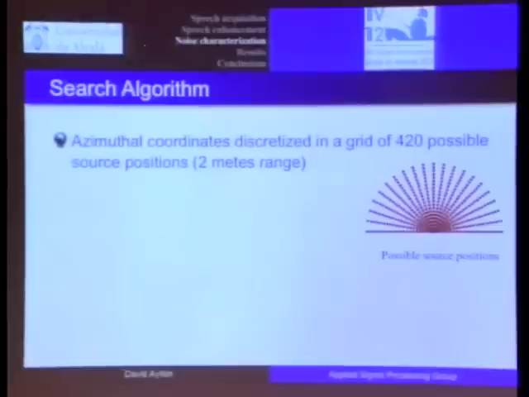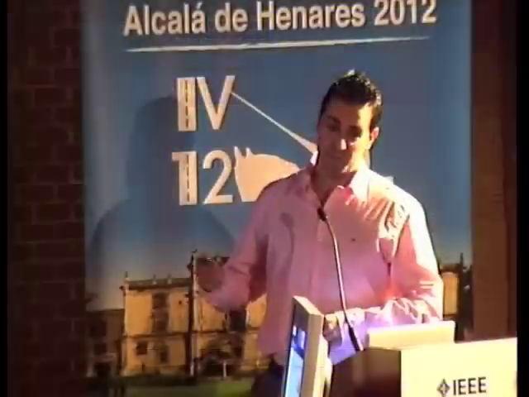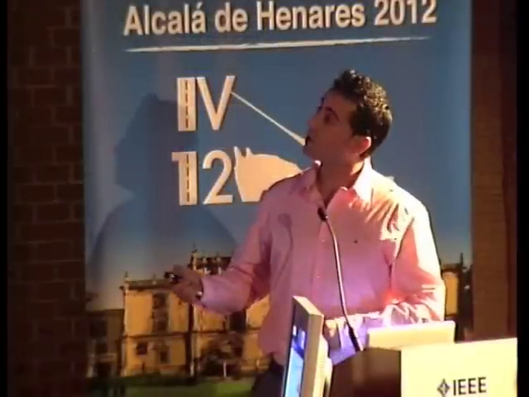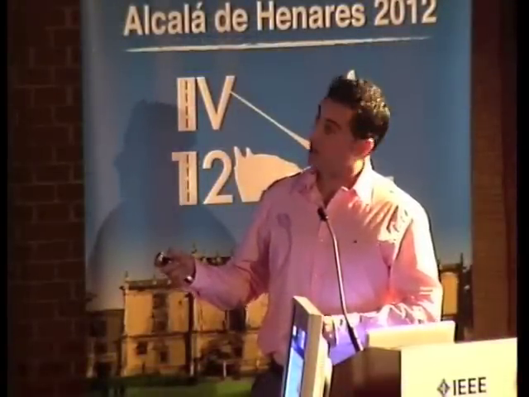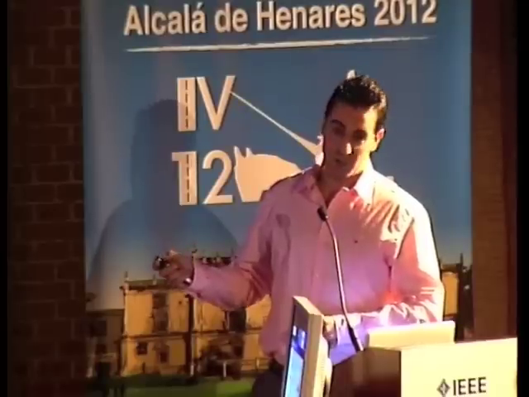So what we have done is first to discretize all the possible space. This black rectangle will be the position of the microphones. We have discretized all the azimuth angles in a grid of 420 possible source positions in a 2 meters range, to speed up the searching process. We can pre-calculate the microphone responses of every source position with every microphone.